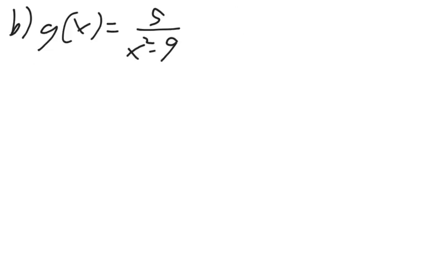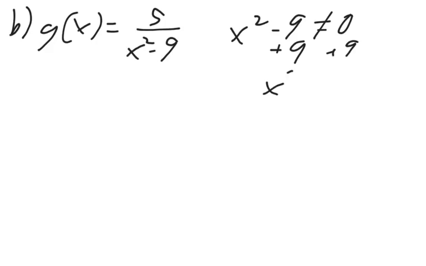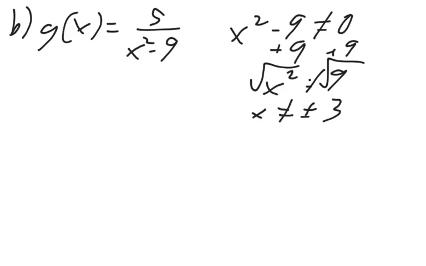For part B, they give us a fraction. So we're going to say that the bottom of the fraction can't be equal to 0. Add 9. X squared cannot be equal to 9. And when I square root both sides, I remember that when you square root both sides, x can be plus or minus, so we got plus or minus 3.